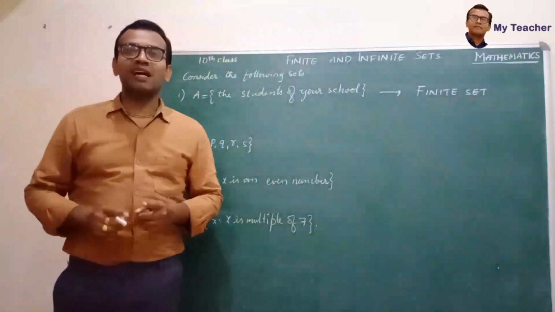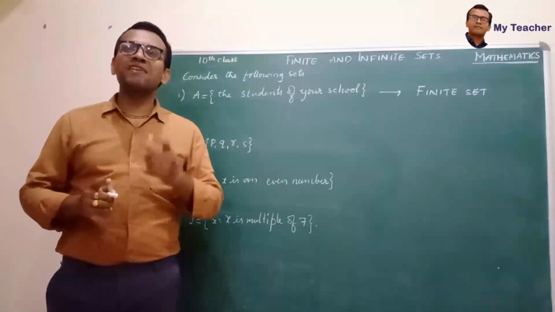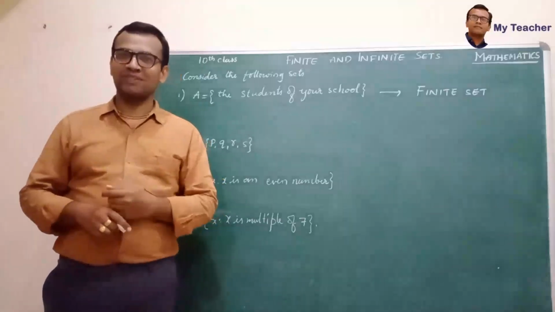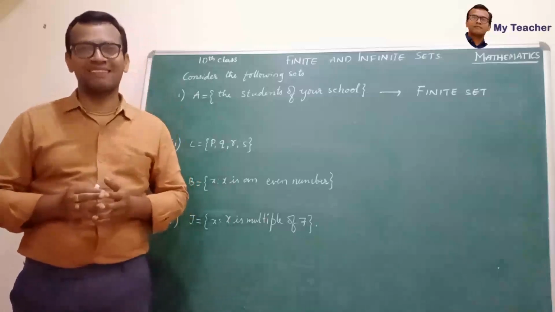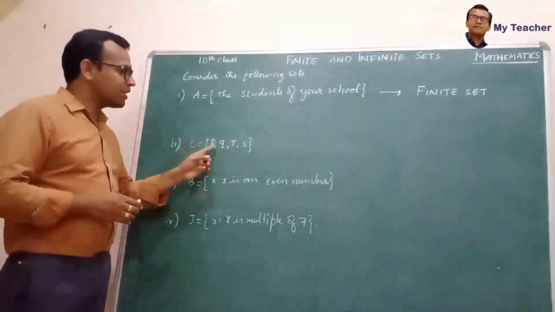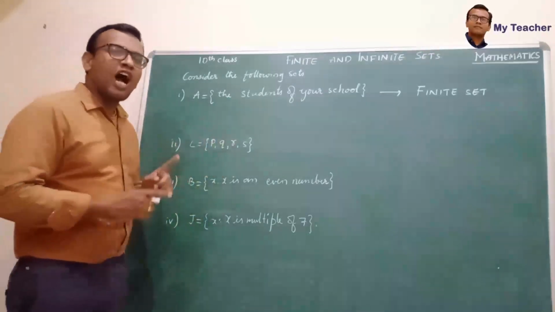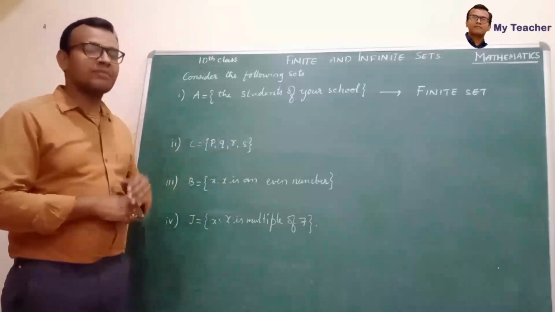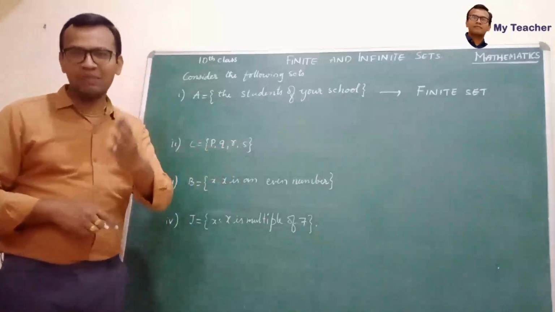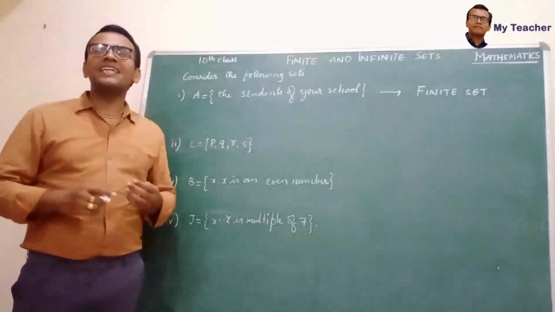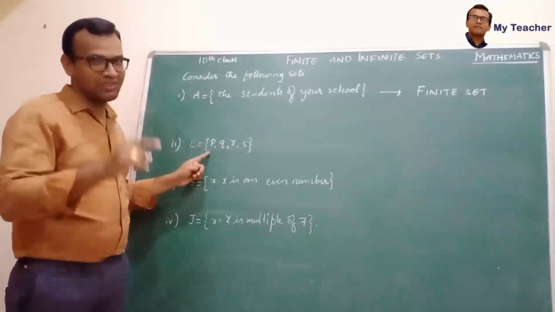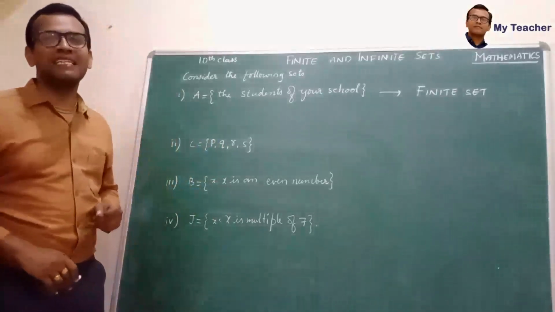Now we understood that a finite set is a set where it is possible to express the number of elements in a whole number. Means a finite number of elements are present in that set. Now let's see here. L is a set that contains P, Q, R, S as elements. Can you tell how many elements are there in this set? Yes, 1, 2, 3, 4, so 4 elements are there. That means we can express the number of elements of this set in the whole number 4, so it is a finite set.